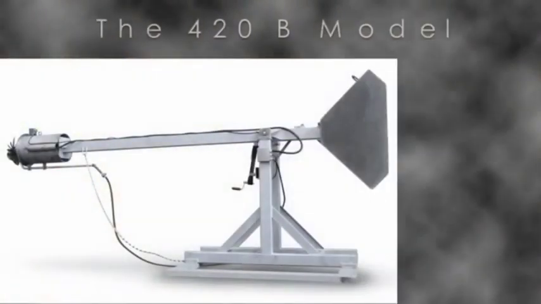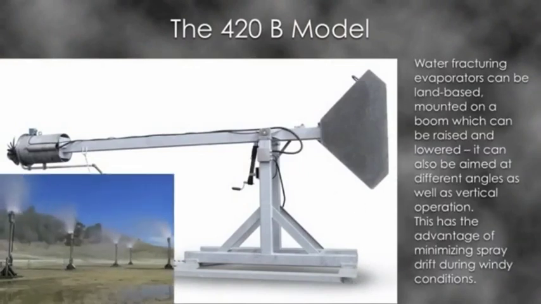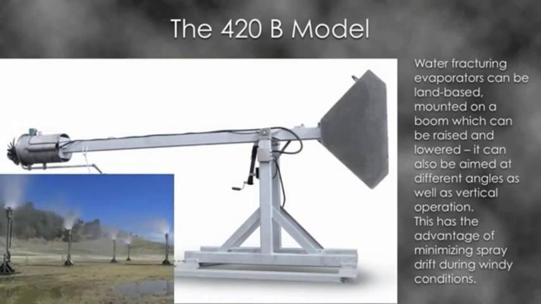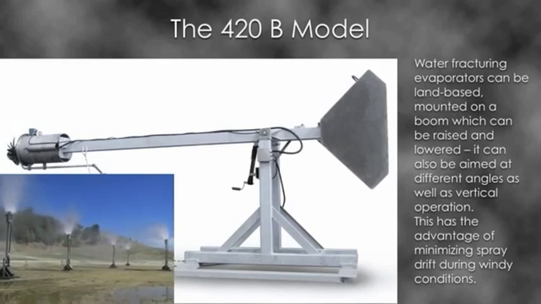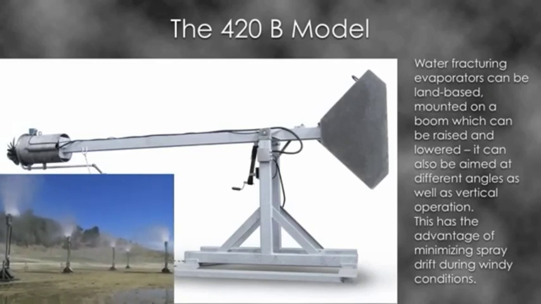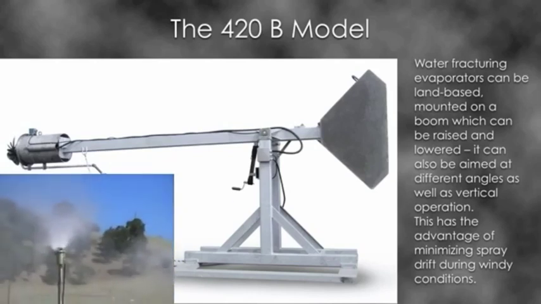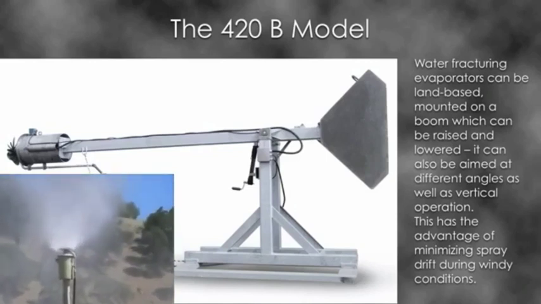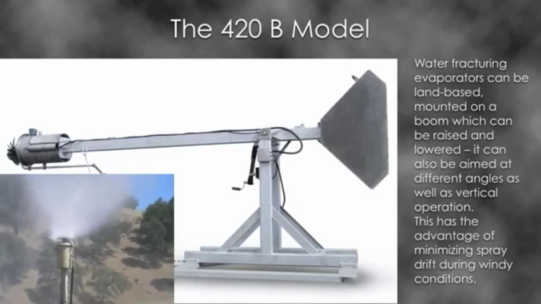The 420B model. Water fracturing evaporators can be land-based, mounted on a boom which can be raised and lowered. It can also be aimed at different angles, as well as vertical operation. This has the advantage of minimising spray drift during windy conditions. The system can be used on small ponds or large lakes and is best suited for evaporation of water with large undissolved particulates or acidic water and where the pond footprint and permissible spray drift is restricted.